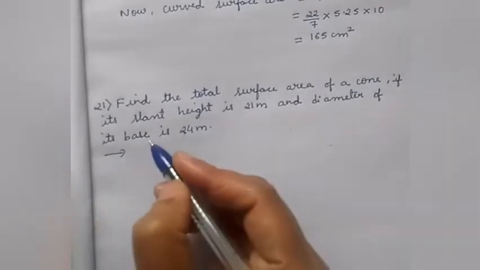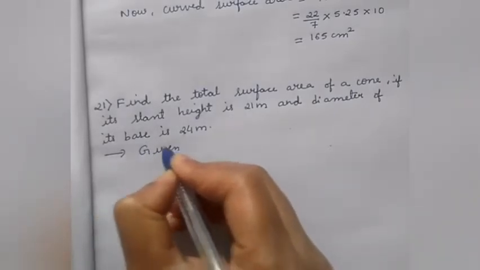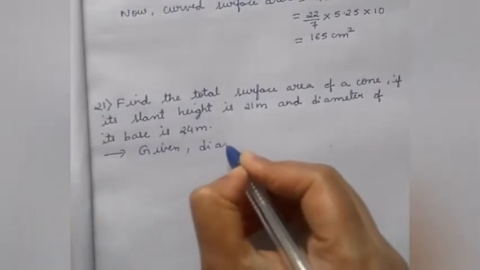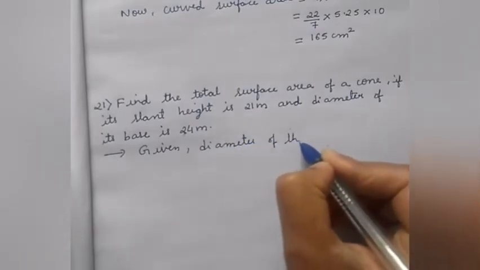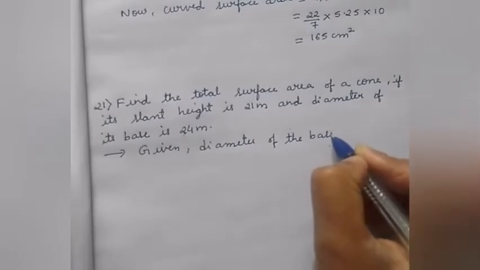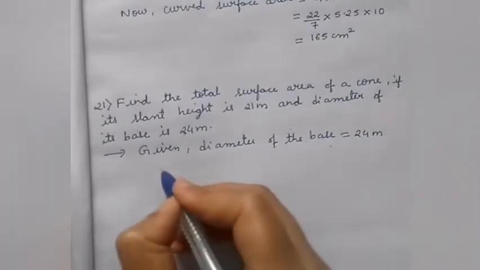So we write down the given things. Given diameter of the base is equal to 24 meter.